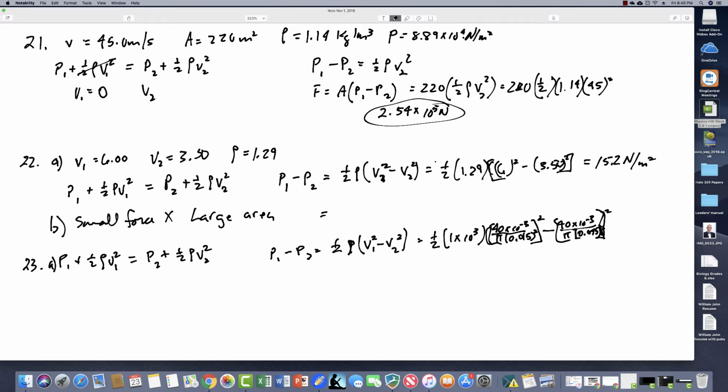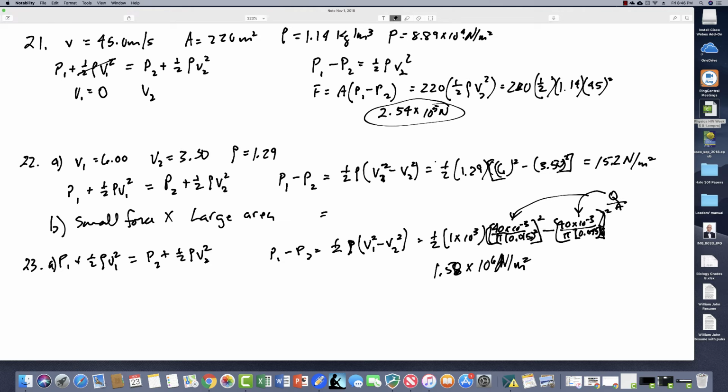So the radius is squared for the area. This is flow, this is Q over A in both these cases. And this is Q just expressed as meters cubed instead of liters. And so when you do this and work out the math, you get 1.56 times 10 to the, 5/8 times 10 to the 6th newtons per meter squared.